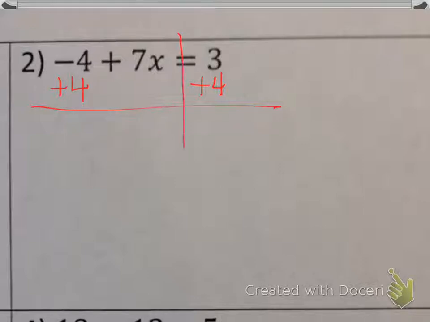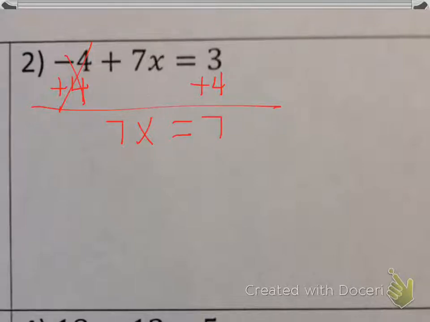I know sometimes your teachers have taught you to do a straight line down right there. If you want to do that, that's okay. I just don't choose to do it that way, but I know some of you are better if you keep it organized like that. So over here, we did it to cancel. Negative 4 plus 4 is 0. I don't have to show the 0 there. So on this side, I'm left with the 7x. And then on the other side, 3 plus 4 is 7.